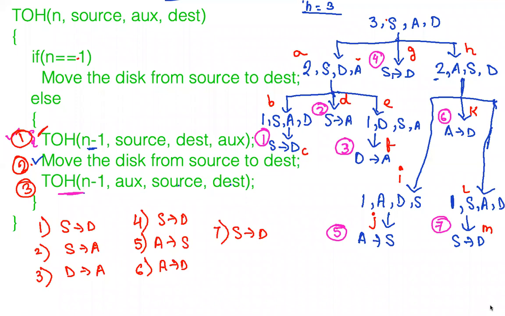Now if we have to find out the number of steps which will be required for n number of disks, let us try to find out from what we have already found out. So what will be the number of steps required for n equals to 3, that is n equals to 3 number of disks.